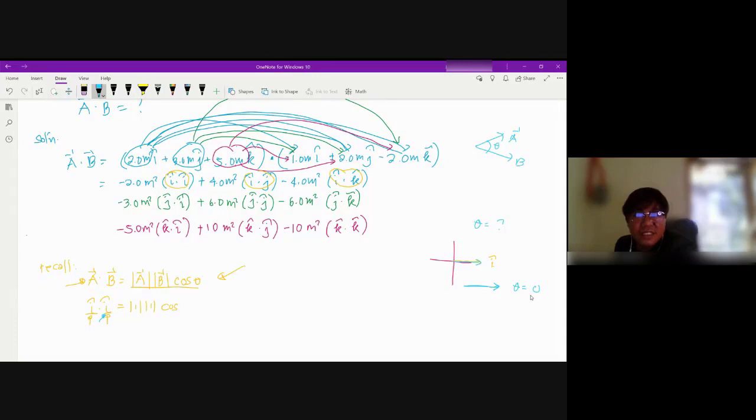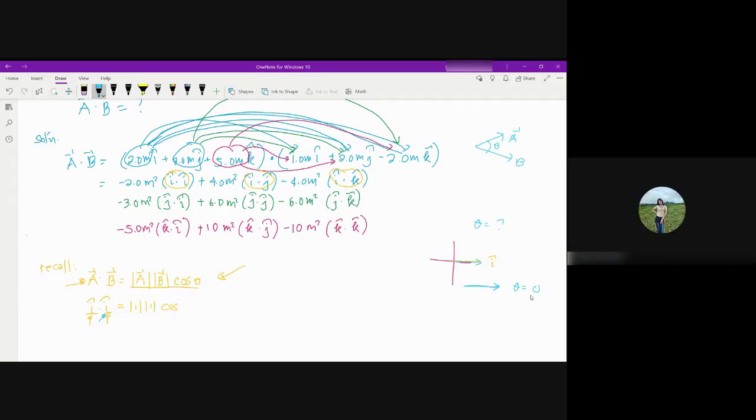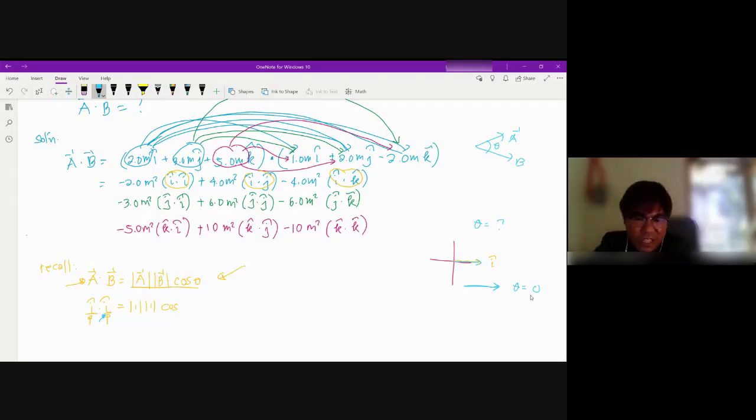Agree? Are you there? Yes, sir. Nakuha ninyo? Yes, sir. Yes. Yes, sir. Okay, Sir. 0. Yes, sir. The angle, Zero. the angle between R hat and I hat is 0. So therefore, this is 0 here.